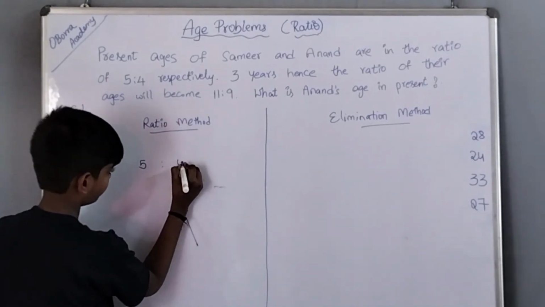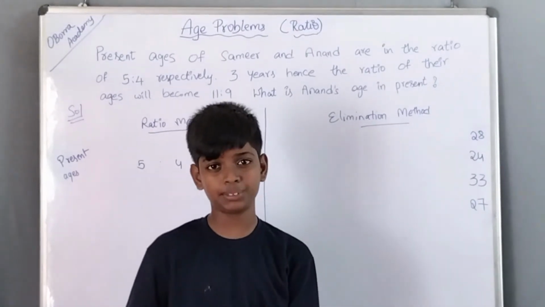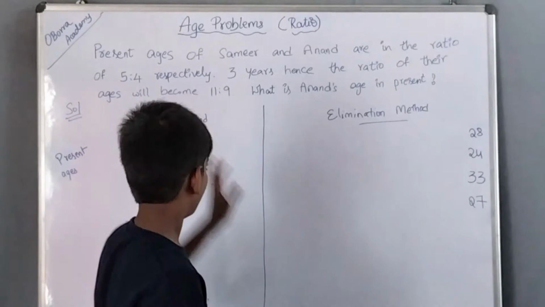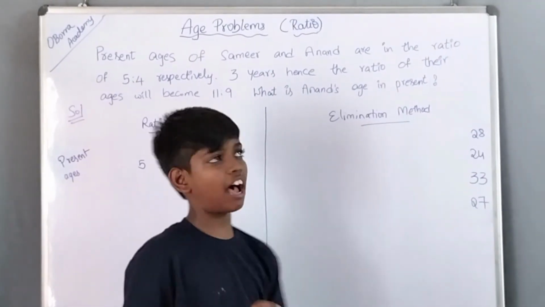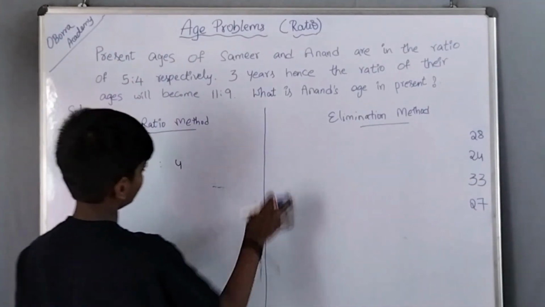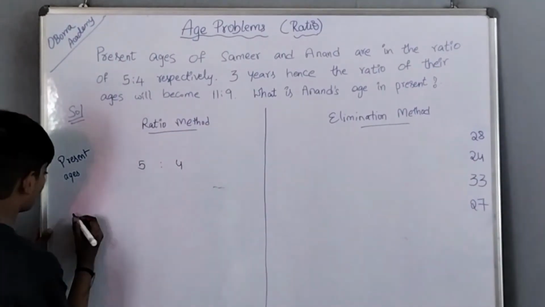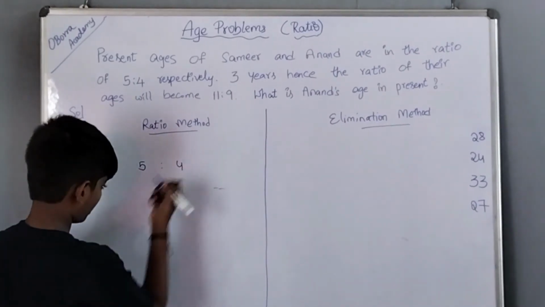5:4. And then 3 years hence. As I said, hence means plus 3. 3 years hence, so 3. So if your present age is x, after 3 years your age will become x plus 3. So they just gave 3 years hence, so now let's write plus 3 over here. Your ratio would become 11:9.